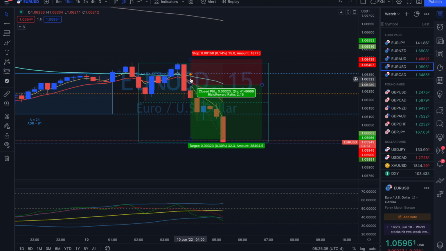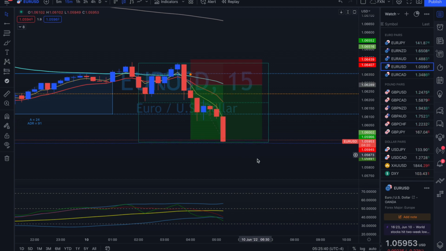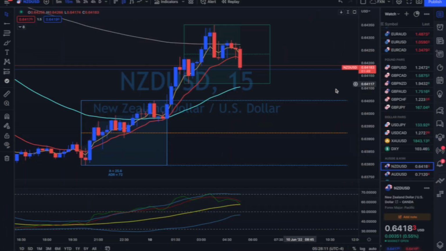There's the pullback candle. Anywhere in this pullback is your entry, and then boom, you just hit take profit. Still got another minute 50 seconds on NZD USD. Again, we don't have a second leg pattern here. I believe that this is the first leg, and this would be the second leg.